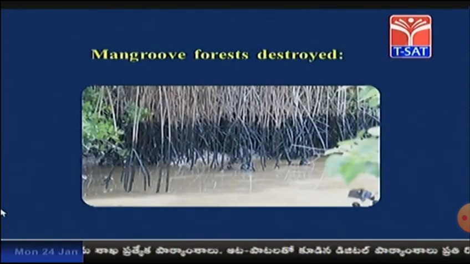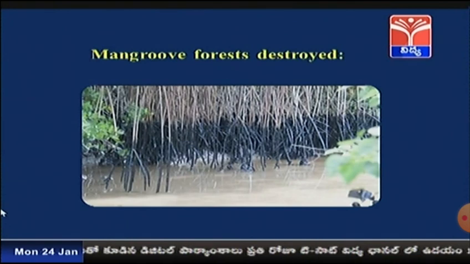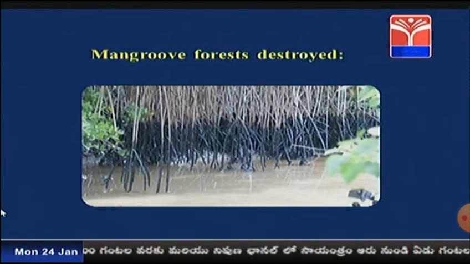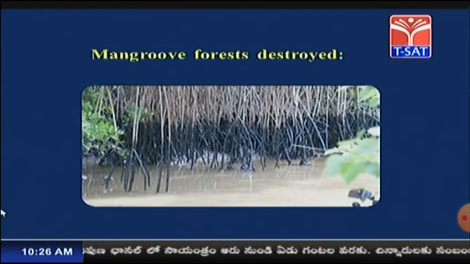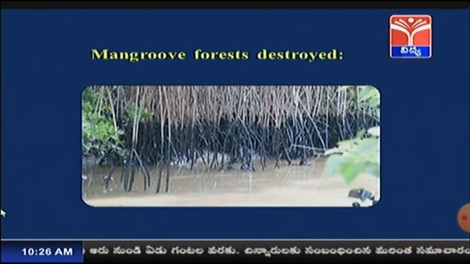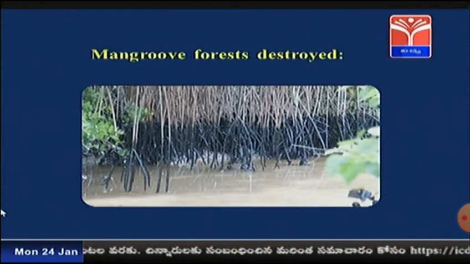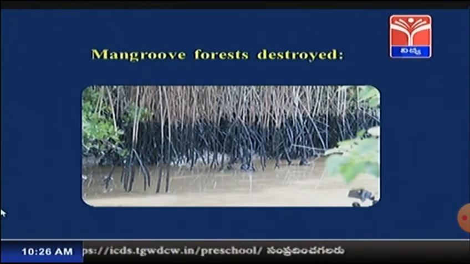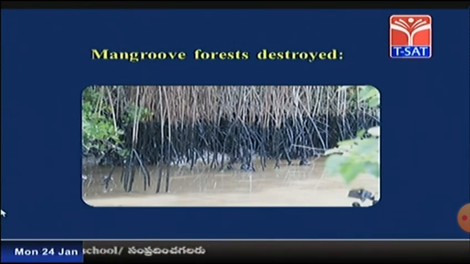Children, in this slide you can see the roots of mangrove forest trees. The roots were damaged due to the oil in the water, so this was damaging the environment. This kind of mangrove forest is also seen in India, near Bengal.